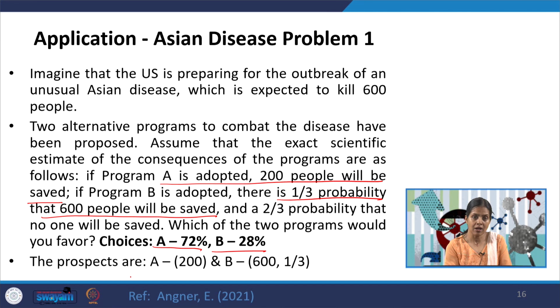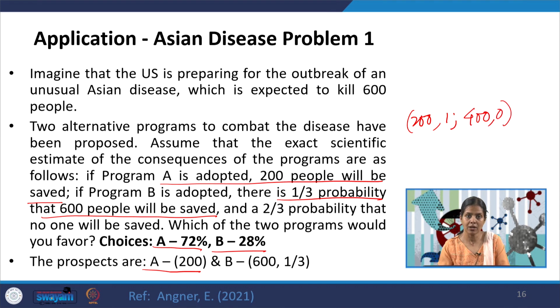The prospects are, prospect A is simply 200 because it states that if A is adopted, then 200 people will be saved. So, 200 will be saved with a probability of 1. So, that is why we do not need to mention anything. So, it is like 200 1 and 400 0. So, 400 people will die for sure and 200 people will be saved for sure. So, this is simply written as 200, right.